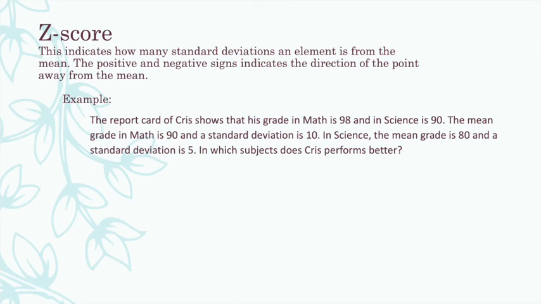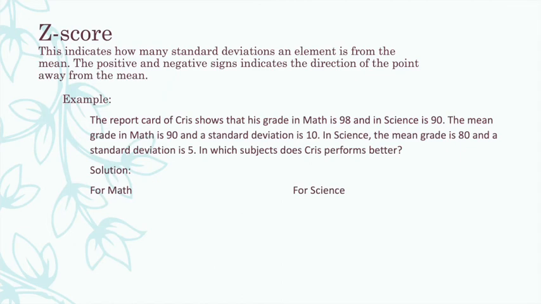Okay, now let's have another example. The report card of Chris shows that his grade in math is 98 and in science is 90. The mean grade in math is 90 and the standard deviation is 10. In science, the mean grade is 80 and the standard deviation is 5. In which subject does Chris perform better? So let us calculate the z-score of the two subjects.